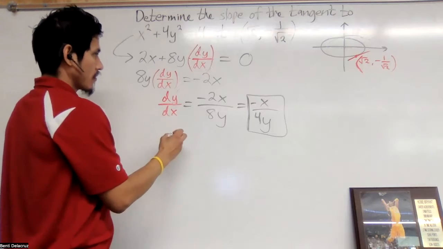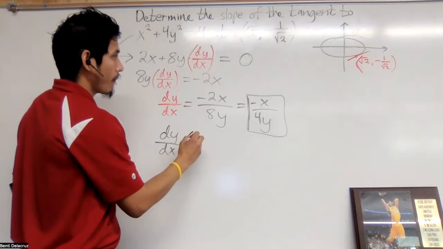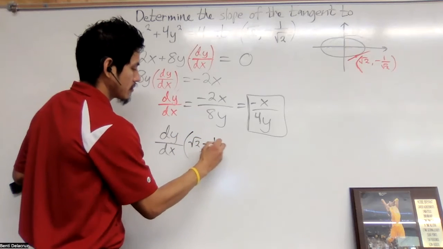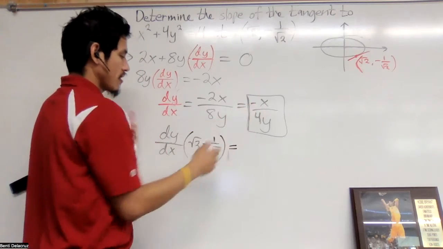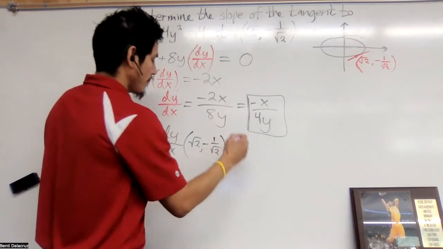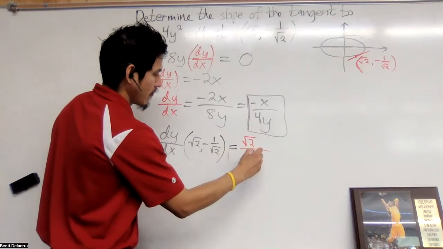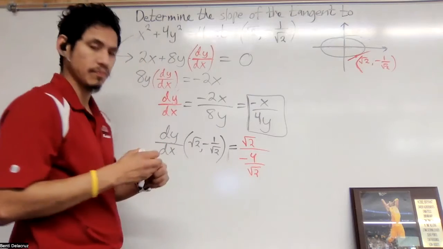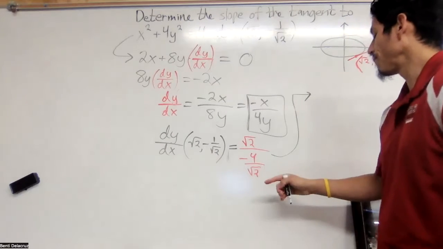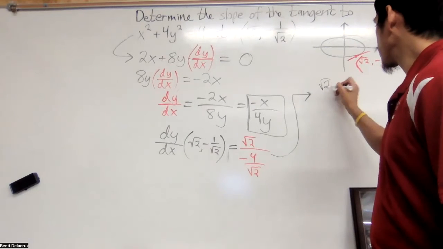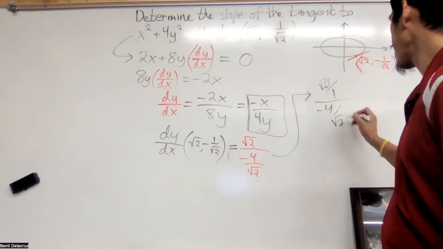So we're going to calculate dy/dx of the point √2, comma, -1 over √2. So we plug in √2 for x on top. So we'll get √2 over 4 times -1 over √2. So -4 over √2. So here we just got to make sure we can work our fractions correctly. So let me zoom this up over here. So we can write the top as √2 over 1, and this will be over -4 over √2.